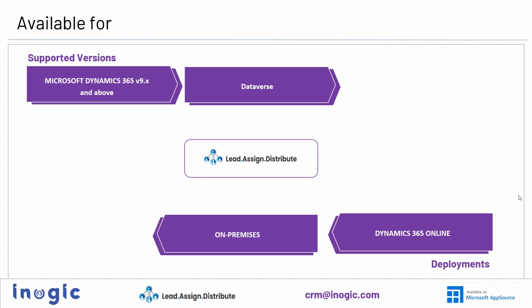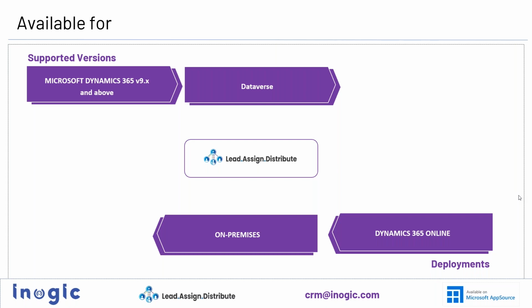Great. Having said that, lead assignment and distribution automation is supported from CRM version 9.x and above. It is also supported on premise as well as in the online environment.